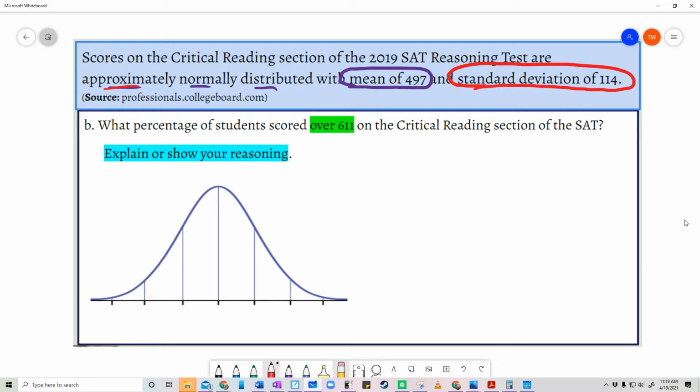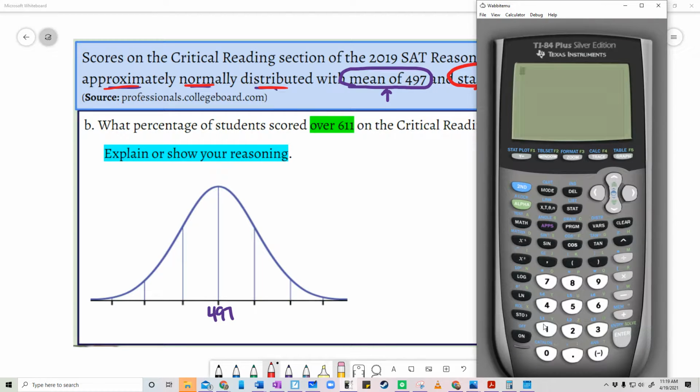So when they say approximately normally distributed, we know that we're going to be using this graph shape. And then the mean is always in the middle of a normal distribution. The standard deviation is the amount that you're going to add and subtract to that mean.